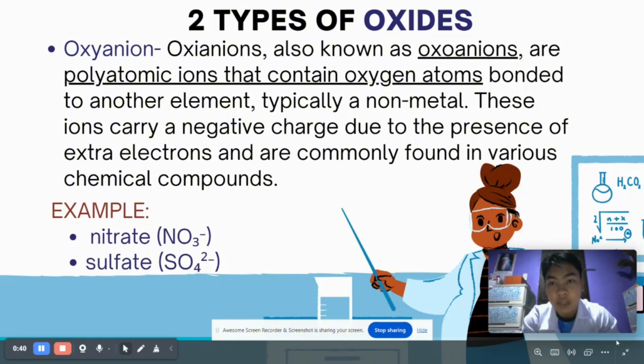Oxyanions, also known as oxoanions, are polyatomic ions that contain oxygen atoms bonded to another element, typically a nonmetal. These ions carry a negative charge due to the presence of extra electrons and are commonly found in various chemical compounds. Examples are nitrate, or NO3, and sulfate, which is SO4.